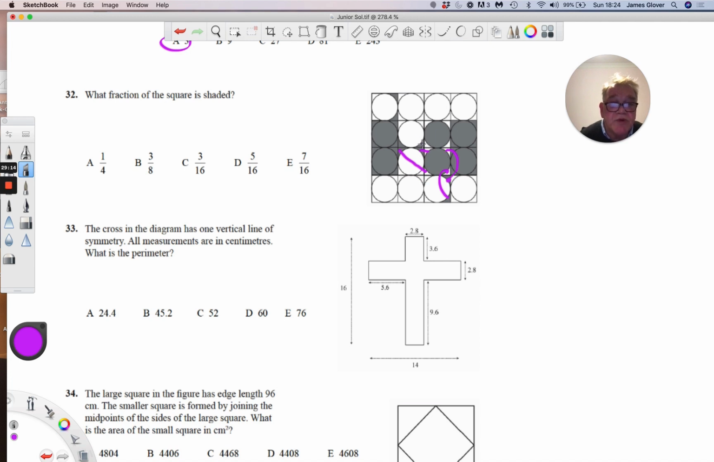And then if we move this section over to here, and this little section over to here, and these 2 sections over to here and here, that would fill the whole of this square. And then we would have 6 squares out of the 16 totally filled, and so the answer is 6 over 16, which simplifies to 3 over 8.